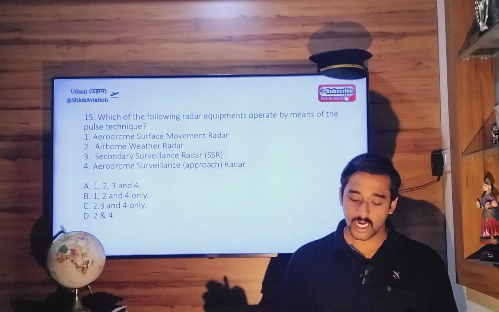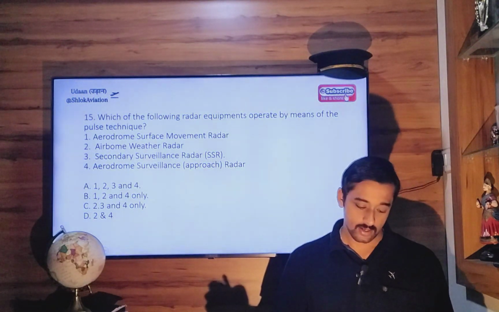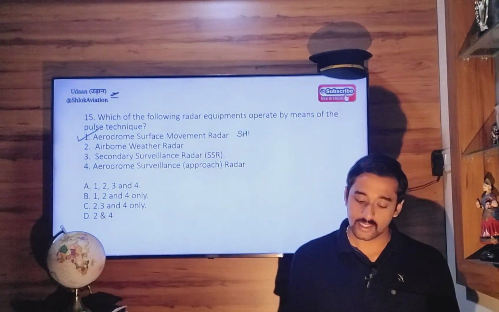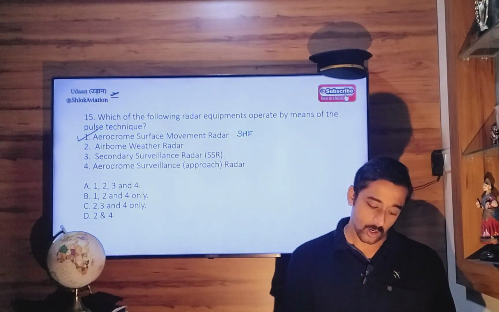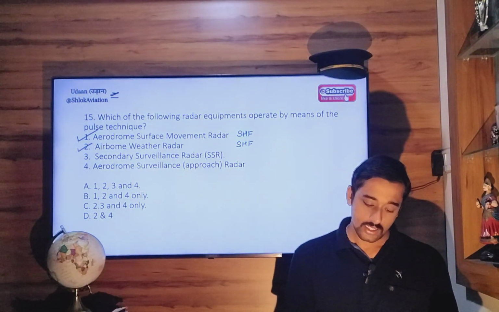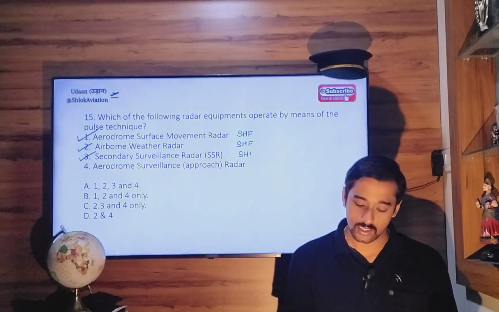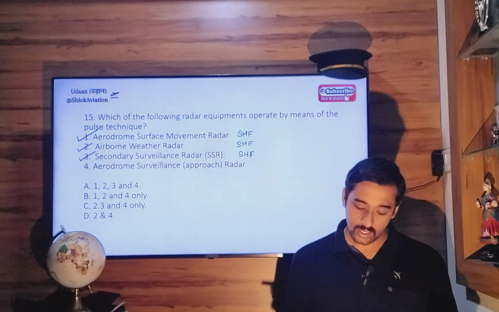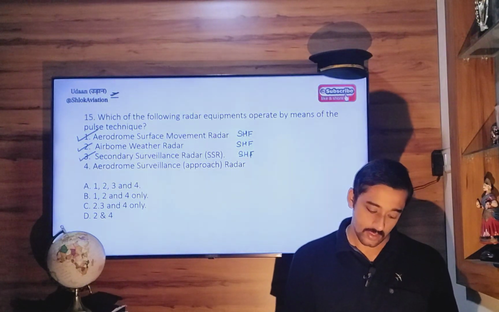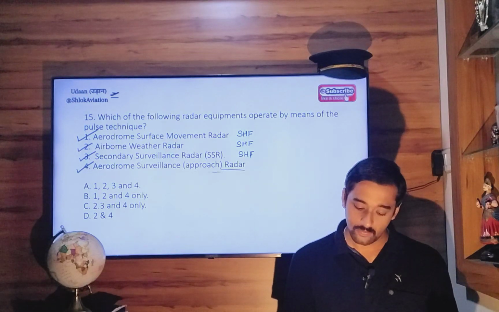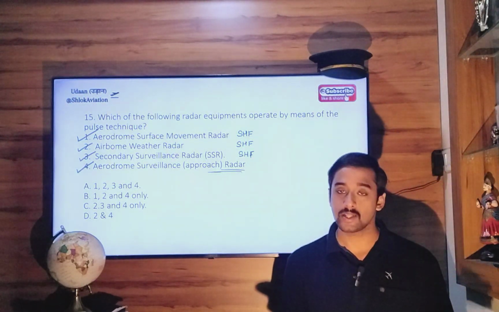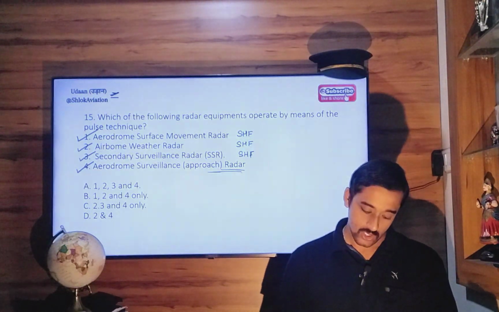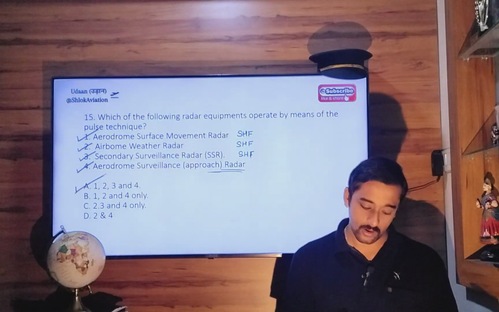Next, which of the following radar equipments operate by means of pulse technique? Aerodrome surface movement radar, yes, operating in the super high frequency band. Airborne weather radar, yes, super high frequency. Secondary radar, yes, super high frequency. Aerodrome surveillance approach radar, again that is also by means of pulse technique. So all these four equipments operate on the basis of radio pulses. So the correct answer will be 1, 2, 3 and 4. Option A.